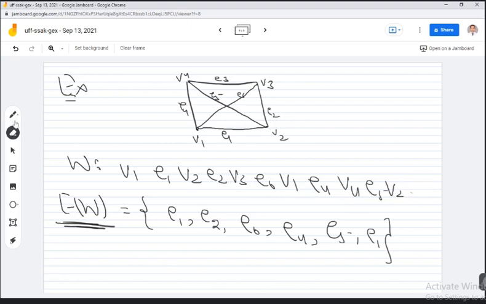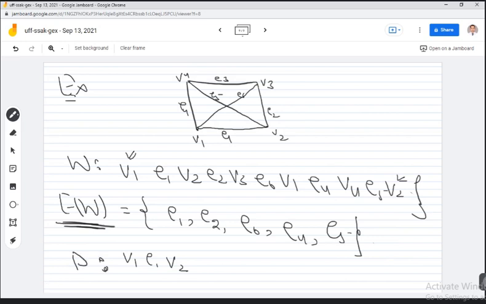Okay, this one. Only where? Okay, and now this one. Now, what is this? Then here, V1 and V2. So there exists a path. You can find that for every UV walk, there exists a UV path. So I think it is V1, E1, V2, it is a path.